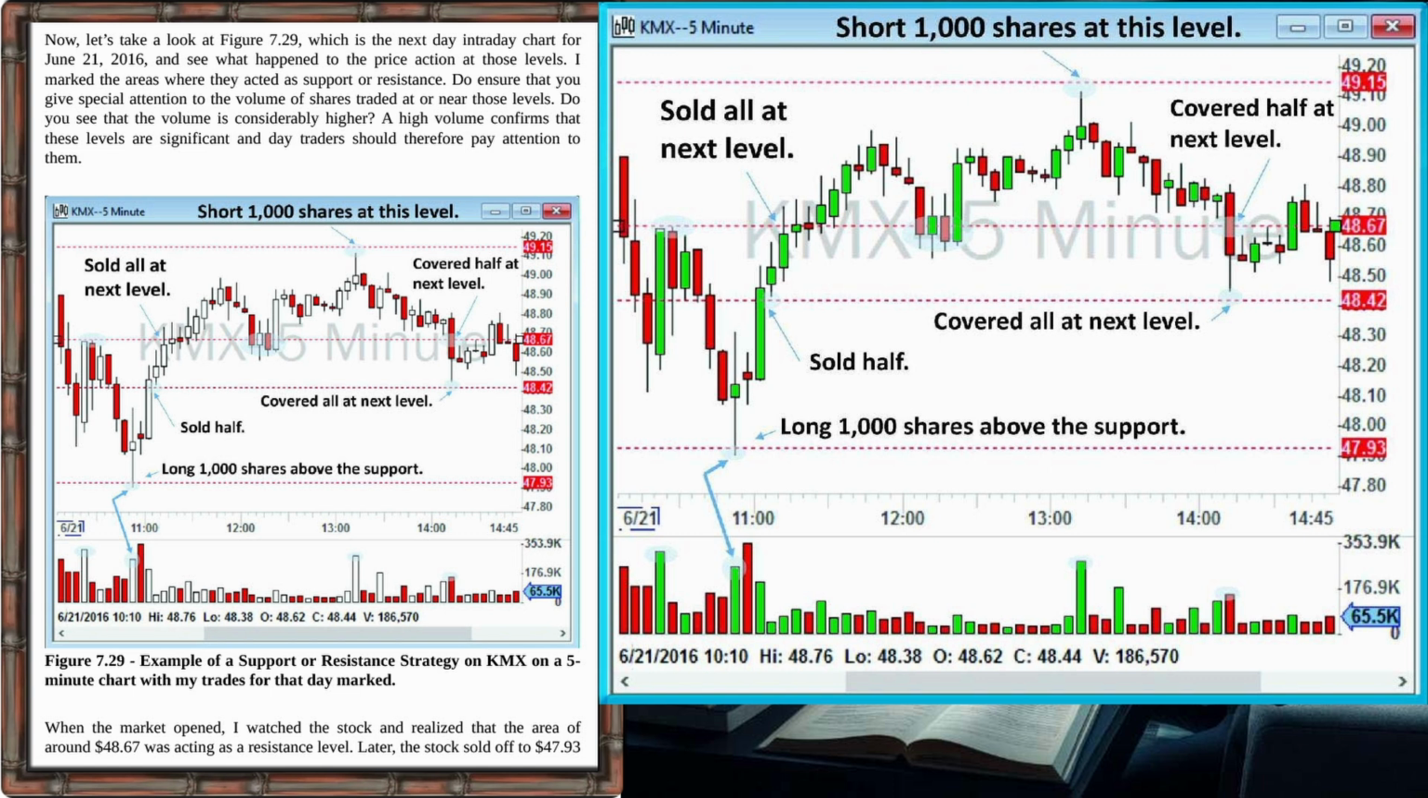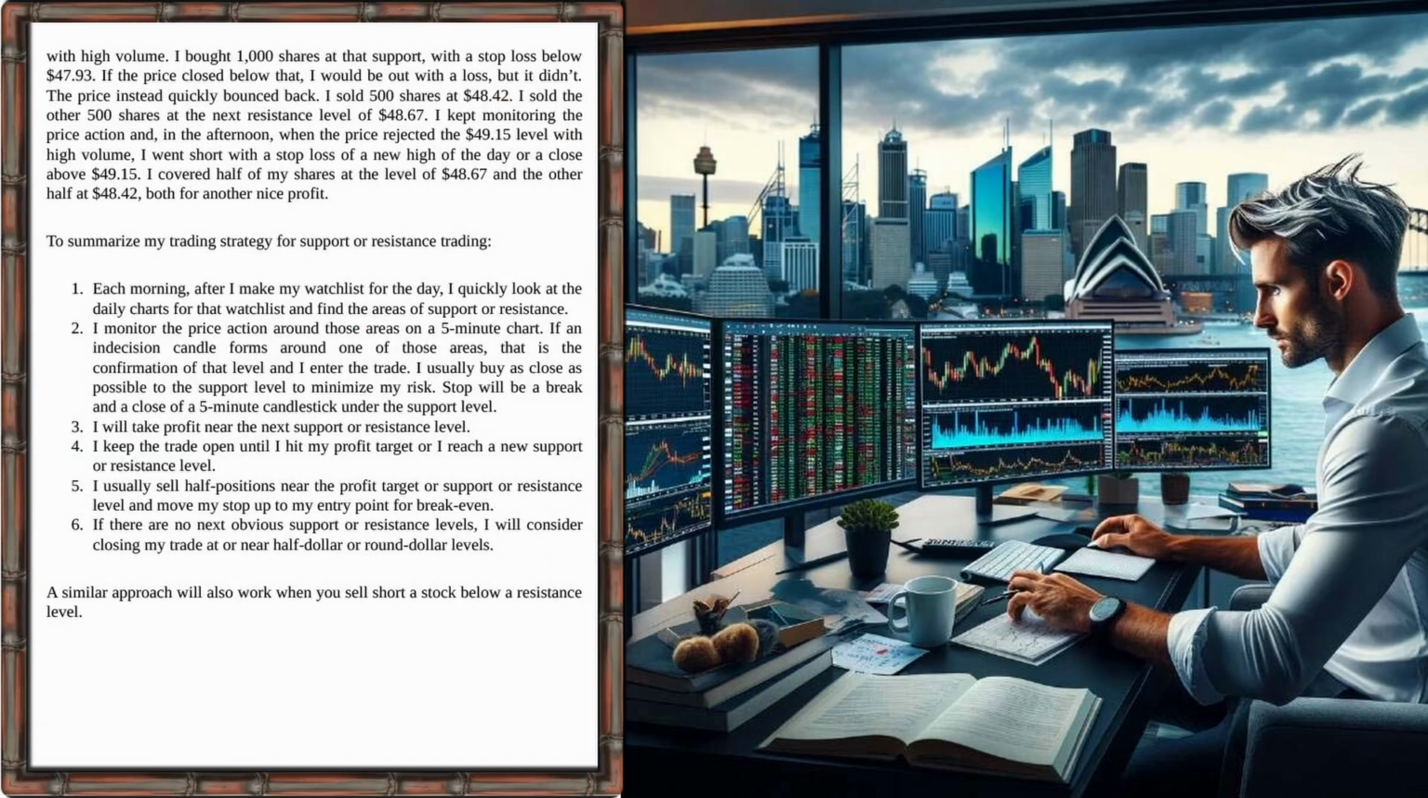When the market opened, I watched the stock and realized that the area of around $48.67 was acting as a resistance level. Later, the stock sold off to $47.93 with high volume. I bought 1,000 shares at that support, with a stop loss below $47.93. If the price closed below that, I would be out with a loss. But it didn't. The price instead quickly bounced back.